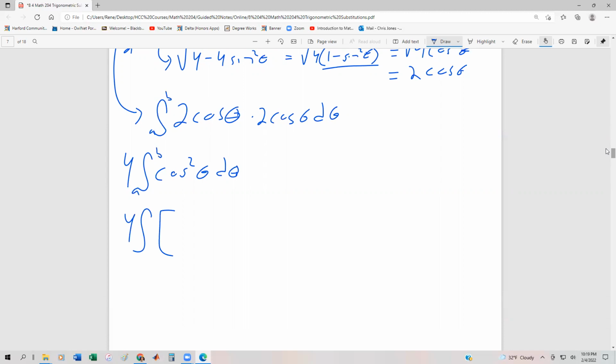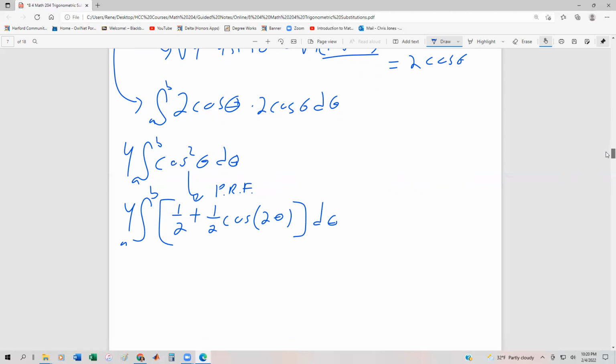I just neglected to bring down the limits of integration. That's going to be 1/2 plus 1/2 cos 2 theta d theta. All right, so that's our power reducing formula for our cos squared. Get used to it. We use it a lot in the course, even towards the end when we start looking at polar and parametric curves.